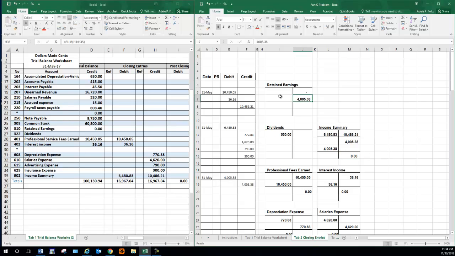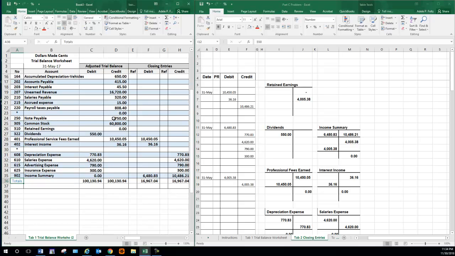Our retained earnings, however, is a permanent account, so its balance is going to carry forward. We're not quite done with our closing yet, because dividends is also a temporary account. It has a balance in it of $550 from over here in our trial balance. What we should probably do is go ahead and post our amounts to our income summary.